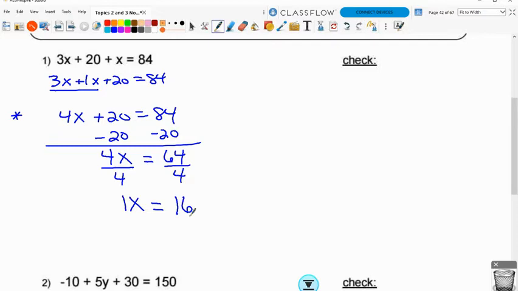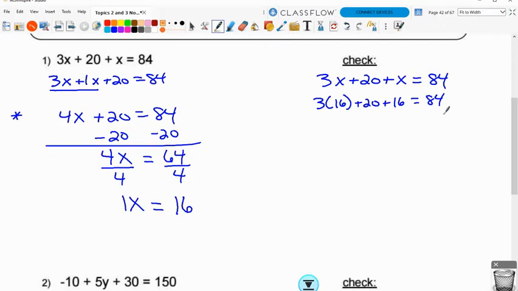Just to make sure, though, we're going to go ahead and do our check. The first part of the check is to rewrite the original problem, which said 3x plus 20 plus x equals 84. Okay, make sure that you always use the original equation in your check. Now, since we think x is 16, we're going to replace both of the x's with 16. So this is going to say 3 times 16 plus 20 plus 16 equals 84.